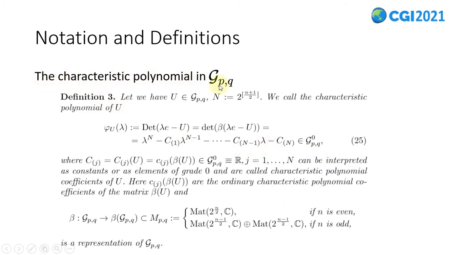Let us define the characteristic polynomial in geometric algebra. Let us have an arbitrary geometric algebra element U. We call the characteristic polynomial of U the following expression, where the characteristic polynomial coefficients, capital letter C's, are elements of grade 0, which we identify with scalars, and beta is a matrix representation. The main idea of this construction is to connect the concept of characteristic polynomial from matrix theory with geometric algebra.